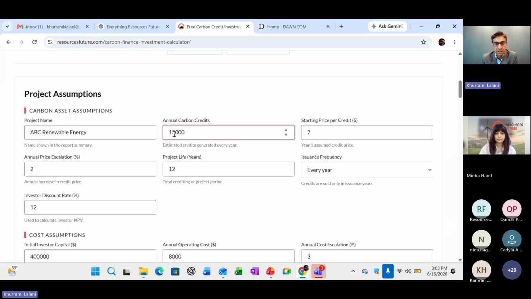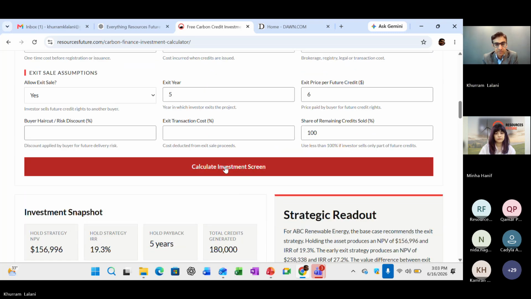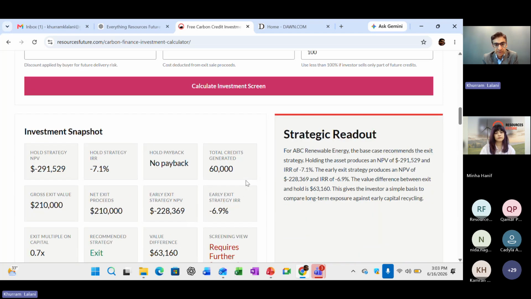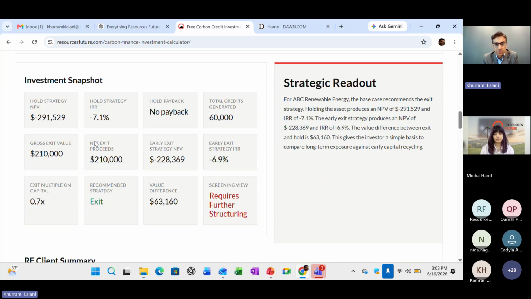I just want to do a slight tweaking. Let's suppose we change this number from 15,000 to only 5,000, and let's see what the impact is. If I change the numbers from 15,000 credits to 5,000, you can see the impact yourself. The entire structuring essentially becomes a non-viable starting point because the NPV is negative, the IRR is negative, and the screening view gives you a shout out that this project is not viable.